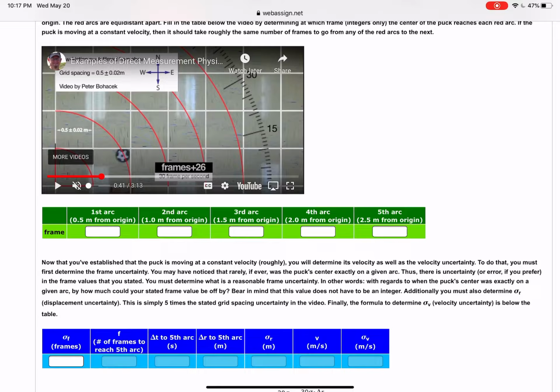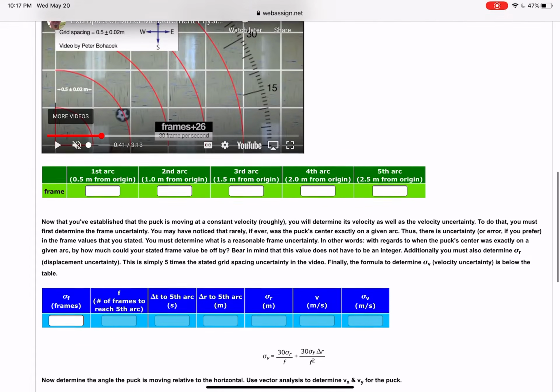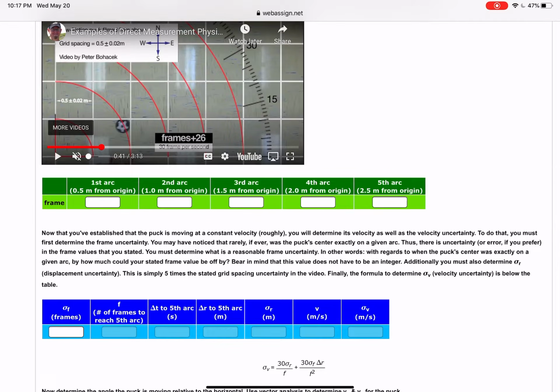so you can use that to determine the elapsed time. The distance there, delta r to the fifth arc, you can see in the green table, we've already mentioned what the distances are. The uncertainty there, you can figure that out. It mentions in the blurb that this is simply 5 times the stated grid spacing uncertainty in the video, which is clearly stated. You should be able to calculate speed because you know your displacement and your time and it's going at a constant speed here. And then you can use the formula below the table to calculate the uncertainty.